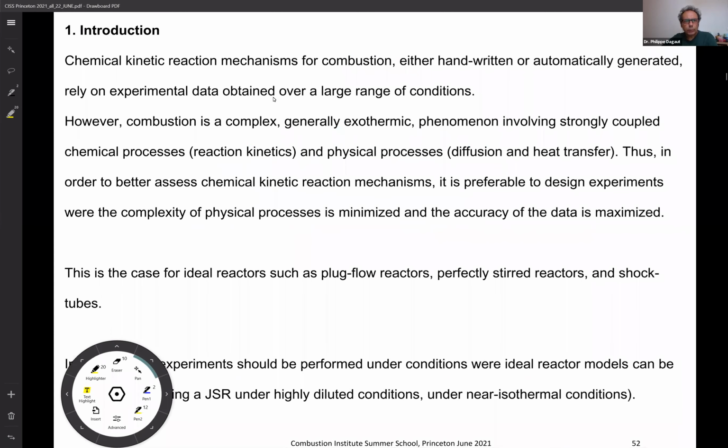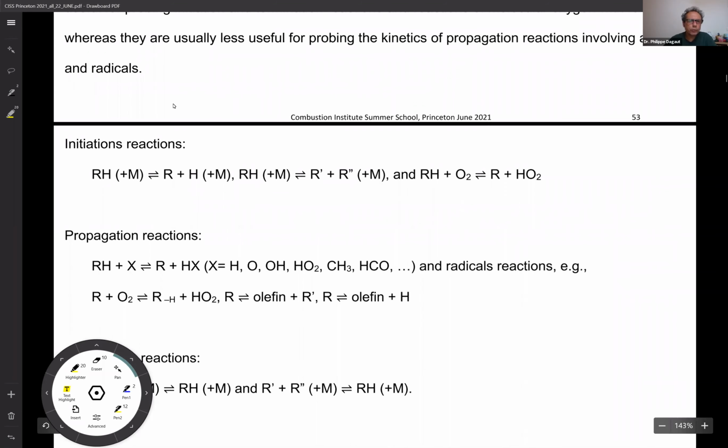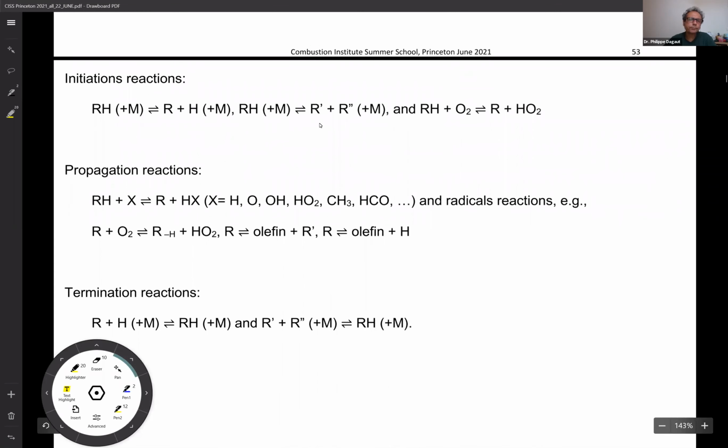Initiation reactions involve the fuel, which can thermally decompose, producing an H atom and a radical, or producing two radicals. If it's, for example, ethane, C2H6, you could get CH3 plus CH3, and here you could get C2H5 plus H. The reaction of the fuel with O2 will produce the same radical as here and HO2.